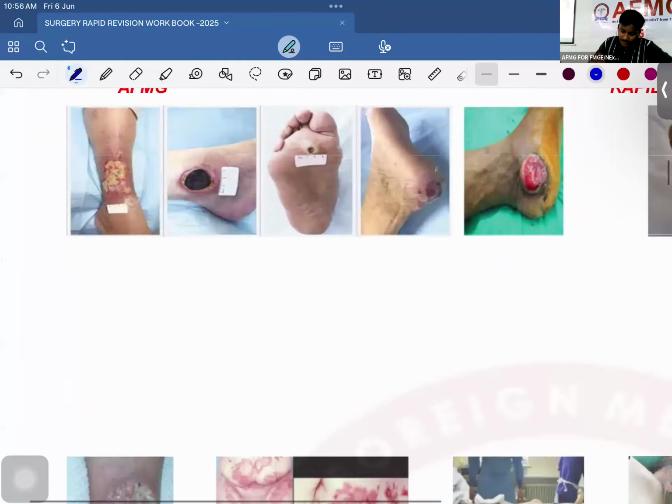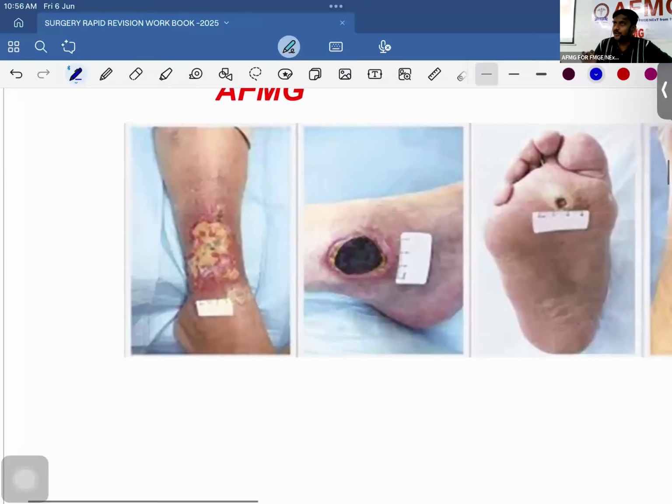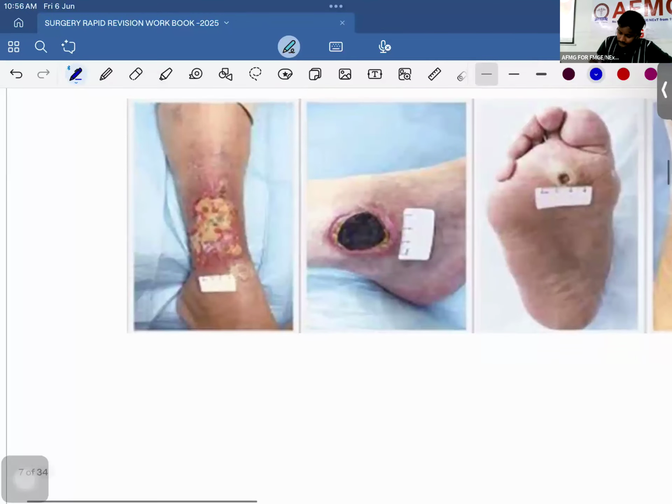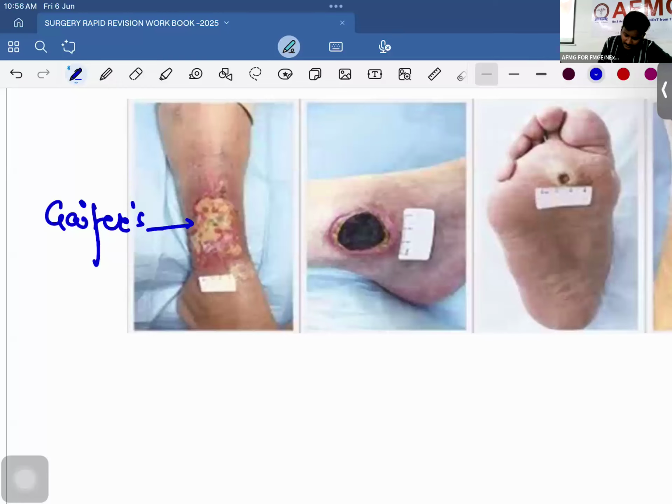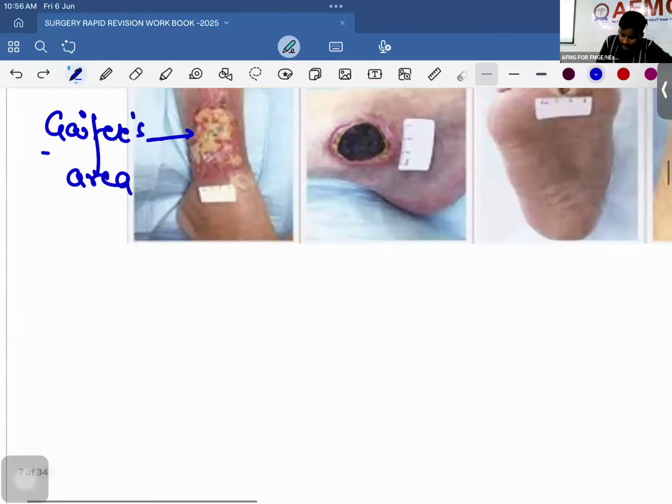Next important, if I talk about this picture over here, superficial or deep ulcers you are able to see. So these are superficial ulcer above the medial malleolus. That means in which area of leg? Gaiter's area of leg. Superficial ulcers with sloping edges in the gaiter's area of leg. Diagnosis. Very good. So gaiter's area of leg में superficial ulcers are going to be venous ulcers itself, beta.